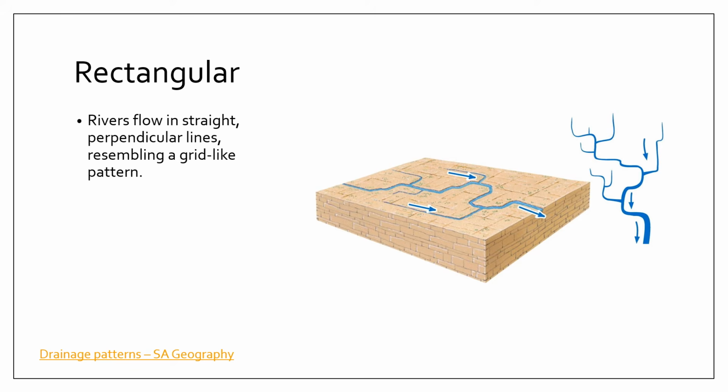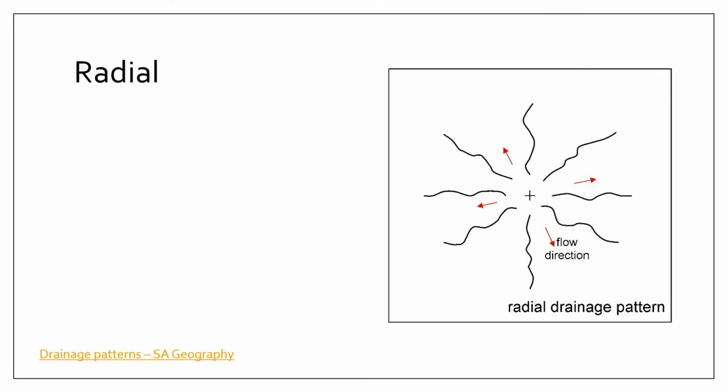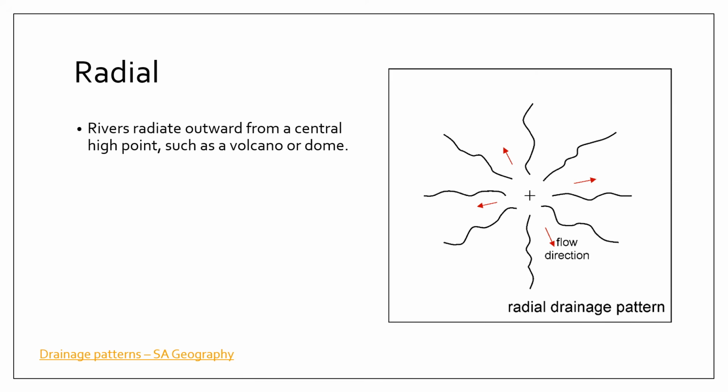There could be a whole variety of reasons for that, but it's something that's very straight lines, right angles as well. A radial drainage pattern, pretty much imagine this is like a mountain or a volcano, and on top of the mountain there's loads of snow, or the hill, or there's loads of ice. Basically when that water melts, it flows in all directions from the top of the mountain. Okay, so a river radiates outward from a central high point such as a volcano or dome, top of a mountain or a hill.